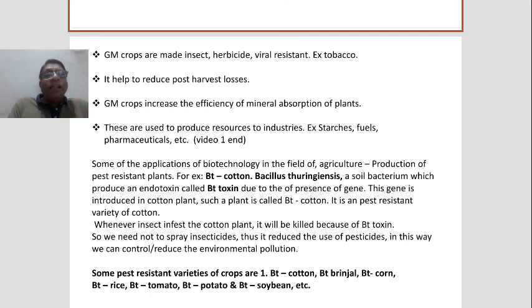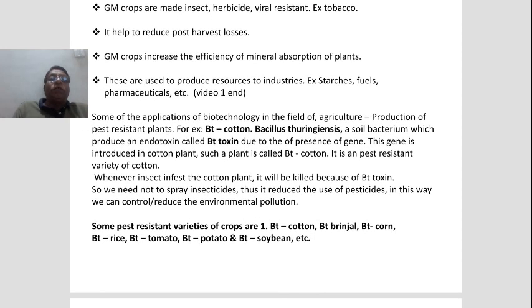If you spray the herbicide, it kills only the weeds. It will not kill the crop. Herbicide resistant varieties we are able to produce. Insect resistant varieties. Just now we have seen BT cotton. Then another application in the field of agriculture is that genetically modified crops help to reduce the post-harvest losses.